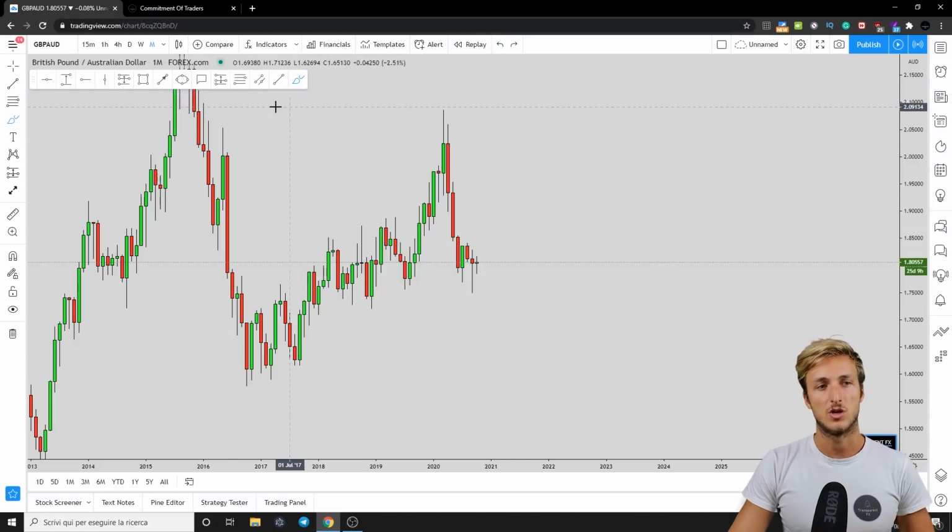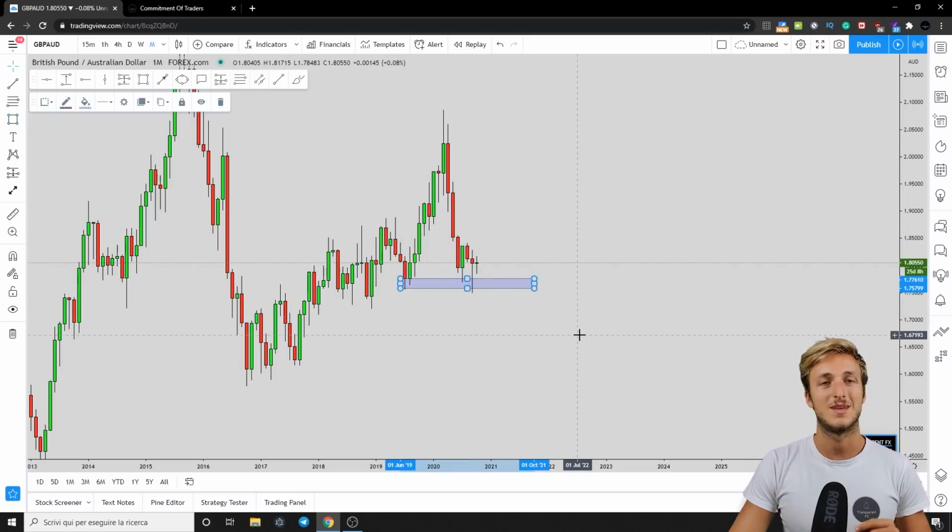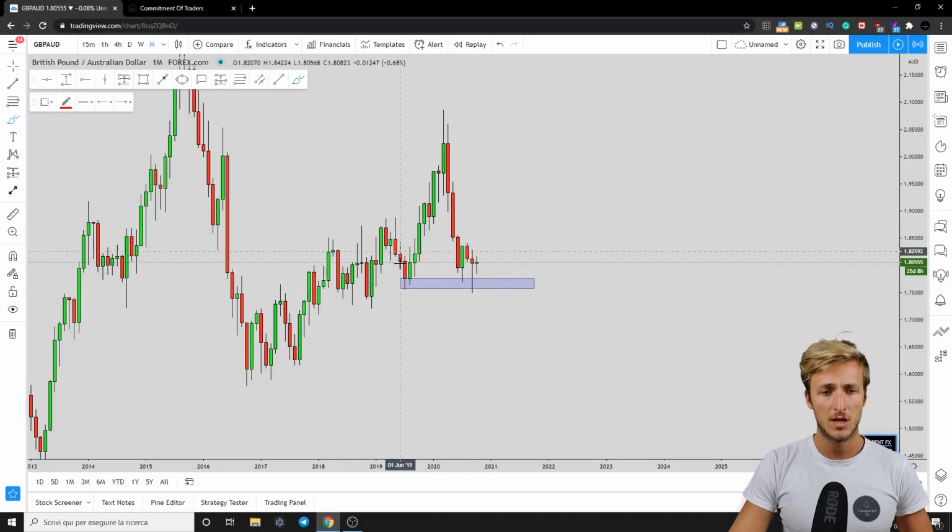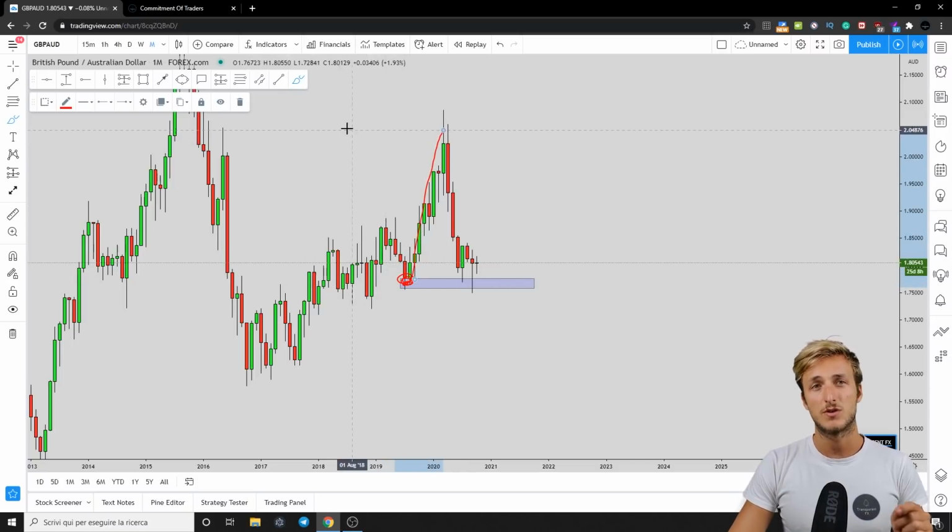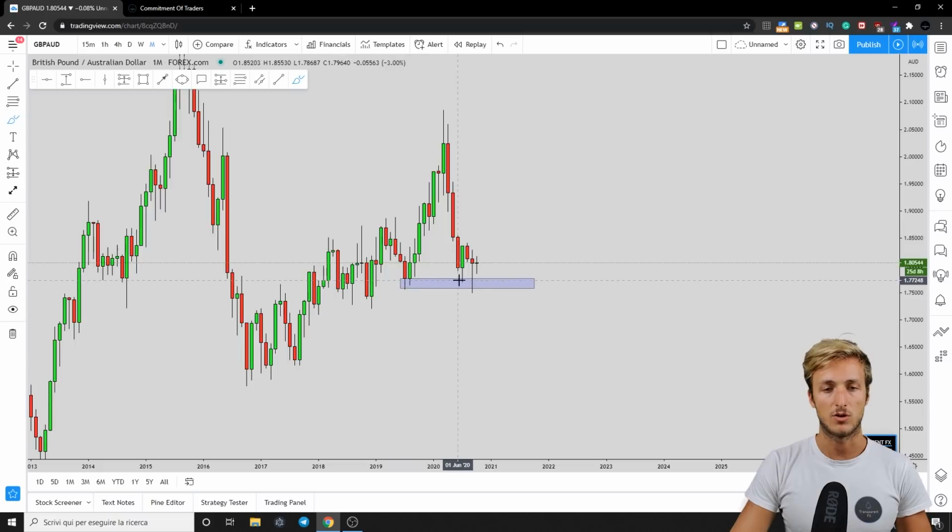What we can also see on the monthly is that the market has currently approached a very important demand area for this market. In fact, from here the market has started all this move to the upside. So there is very strong demand here, and currently the market has already tested twice this very important demand, and both times it got rejected to the upside.